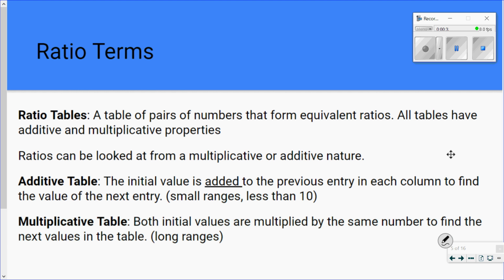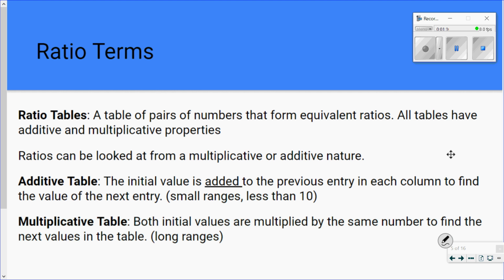So the first one we're going to look at is the additive table. It says the initial value is added to the previous entry in the column to find the value of the next entry. That sounds complicated, but if you have a 1 to 2 ratio, you're going to add those same numbers together, and you're going to get a 2 to 4 ratio. And then you're going to add 1 to 2 to that number and get the next number. Does everybody understand that? Yeah. All right.